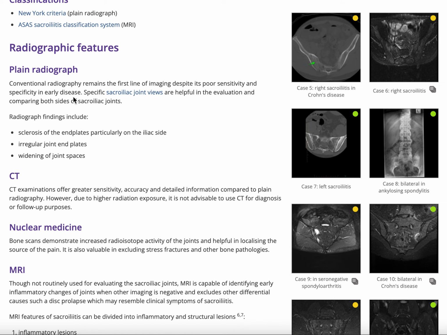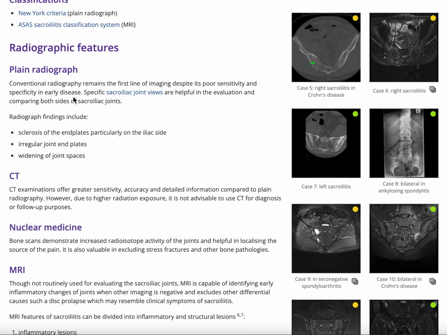Bone scans demonstrate increased radioisotope activity of the joints and are helpful in localizing the source of the pain. They are also valuable in excluding stress fractures and other bone pathologies.